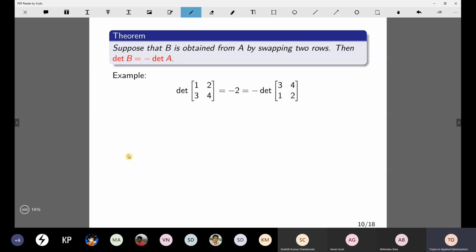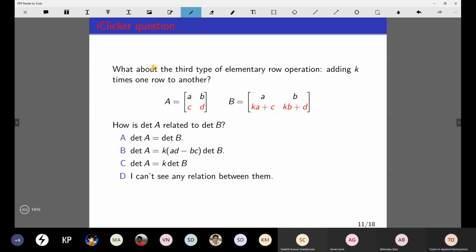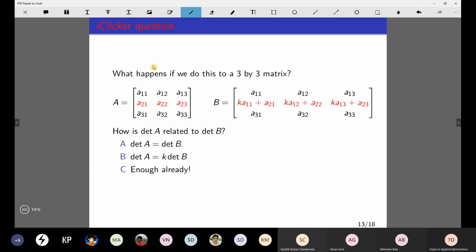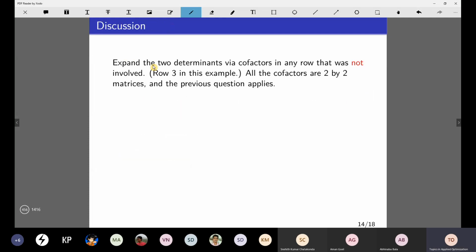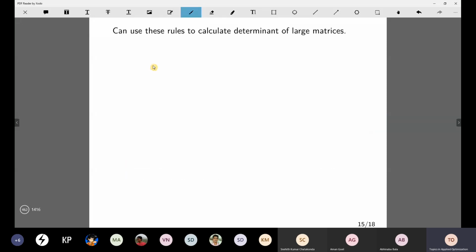If you swap two rows, then we have already seen that the determinant changes sign. I will skip these things. These are the results on determinants. How can you use these rules? You can use some of the rules to compute the determinants here.